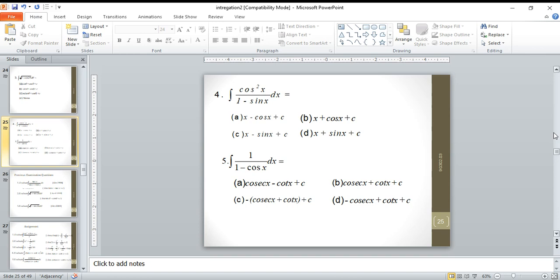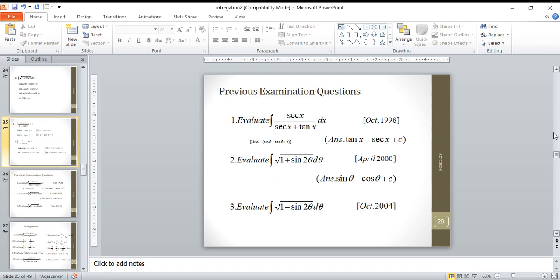1 by sin square x is cosecant square x, and cos x by sin square x is cot x into cosec x. The integral of cosec square x is minus cot x, and the integral of cosec x into cot x is minus cosec x. So the answer is minus cosec x minus cot x plus c. C is the correct answer. So the two answers have minus as common.